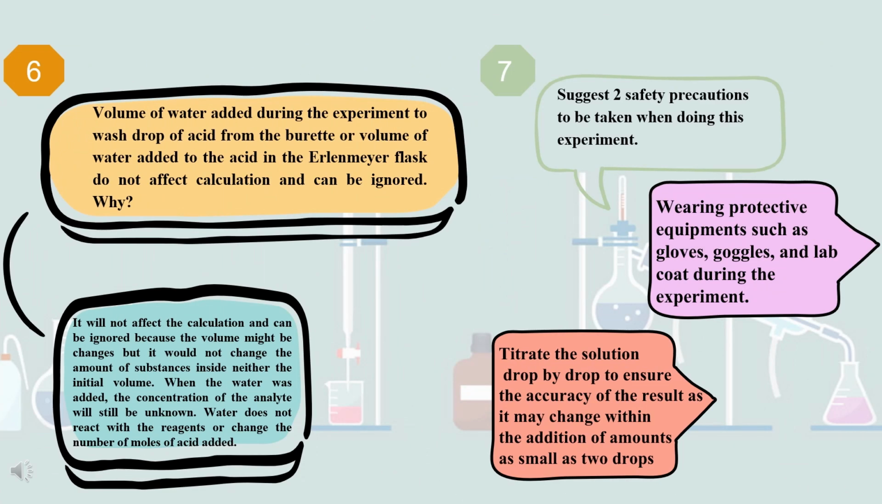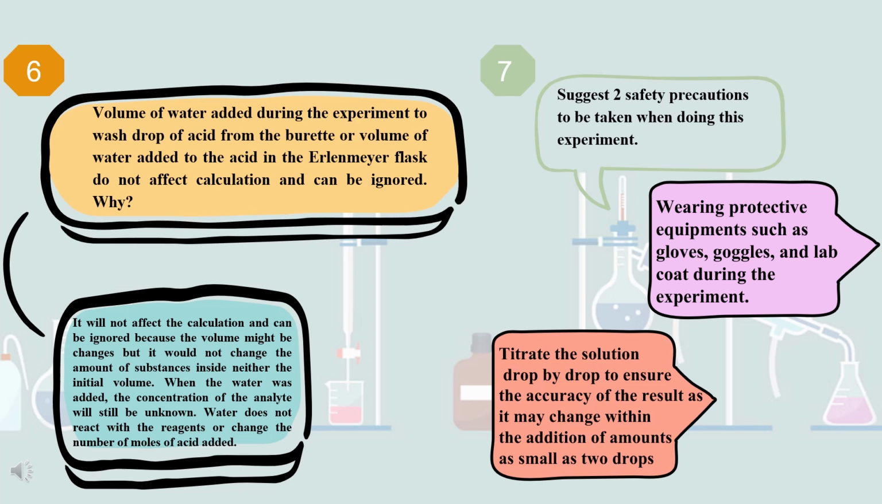Next, question number 6. The volume of water added during the experiment to wash drops of acid from the burette, or the volume of water added to the acid in the conical flask, does not affect the calculation and can be ignored. Why? It will not affect the calculation and can be ignored because the volume might change, but it will not change the amount of substances inside, nor the initial volume. When the water was added, the concentration of the analyte will still be unknown. Water does not react with the reagent or change the number of moles of acid added.